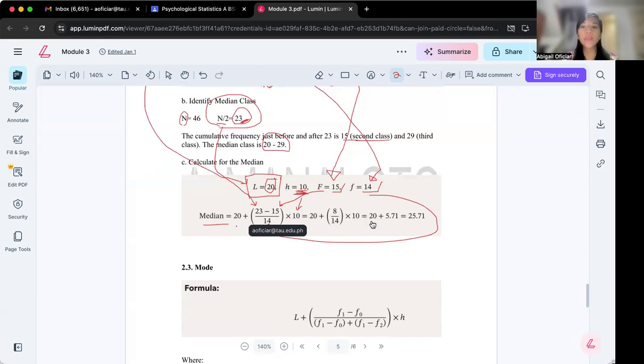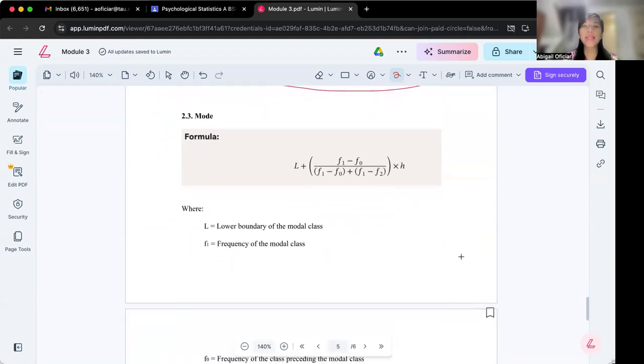Then, equal sign, remain 20, no, plus, of course, you have to get this, no, kasi naka-open close parentheses times 10, then you will get 5.71. Then after that, no, you add 20 plus 5.71, you will get 25.71. Okay? So that is our median. So if you have questions on this, please ask me next meeting.